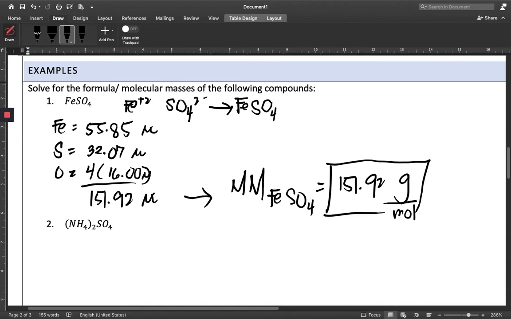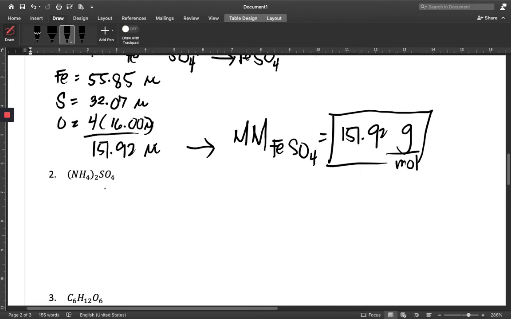Now let's have the other example. This one is (NH4)2SO4. Take note, this is the ammonium ion, and this is the sulfate ion. This is a result of the reaction between the ammonium ion, NH4 plus, and SO4 2 minus. So again, we take into account all the elements present: N, H, S, O. For those of you who have mastered this already, there is no need to list down the elements, but I'm trying to do this step by step. Take note that you have 2 groups of the ammonium ion. The subscript here represents that there are 2 ammonium ions in that particular compound. So we have to multiply it by 2.